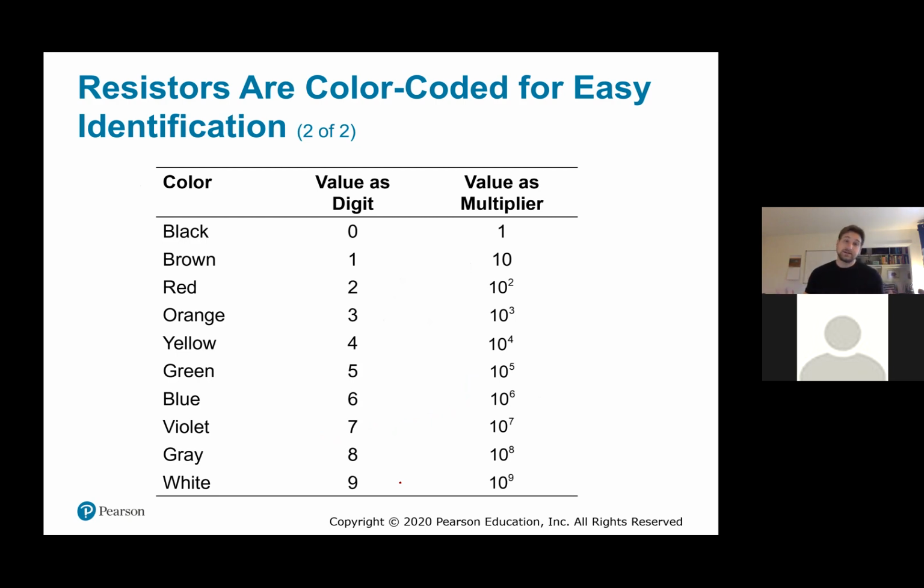So yeah, we've got our resistor with its color coding, and then we look at the table and we say, okay, red, brown, black, silver. Red, brown, black, silver. 10% tolerance. So this is a 21 ohm resistor, plus or minus 10%.